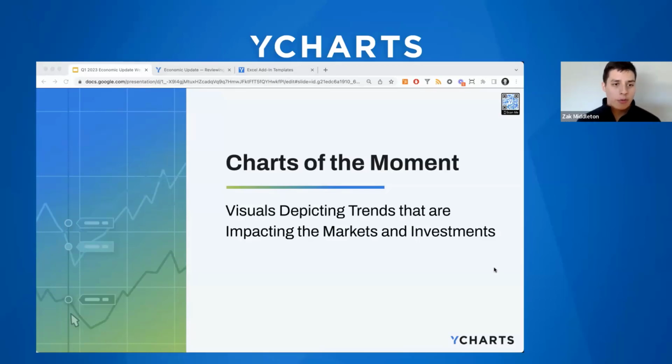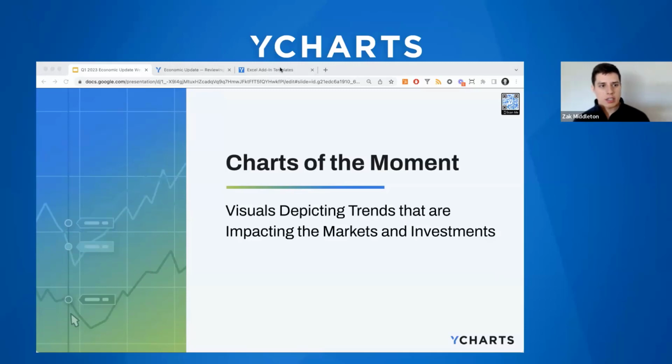All right, getting to our final segment here, and definitely a crowd favorite with charts of the moment. These are great options for you guys to be repurposing in conversations with wealth management clients, or obviously, again, for us to stay on top of the market. So we jump to that first slide here.